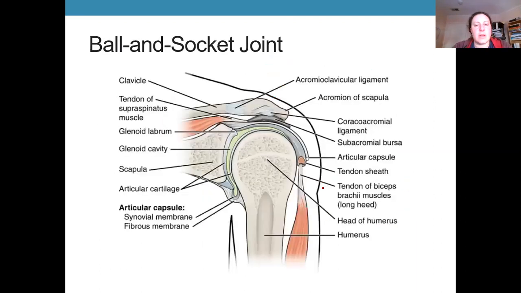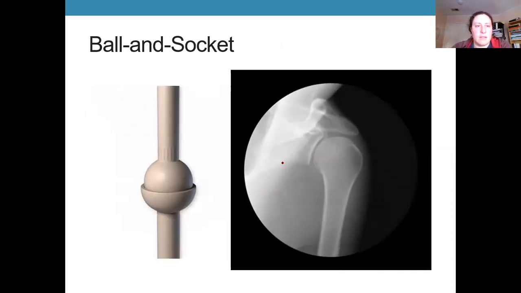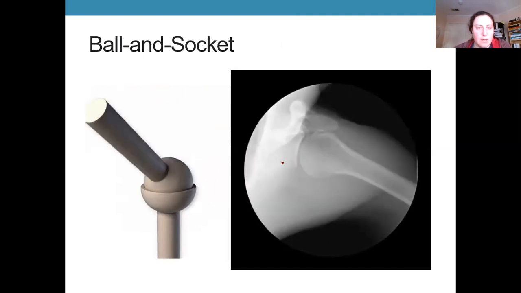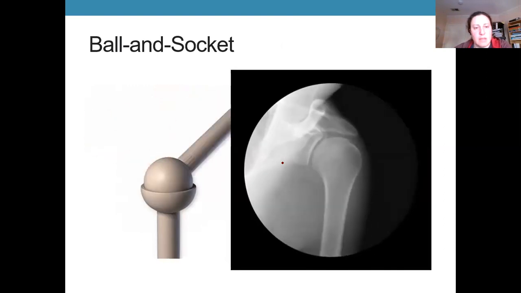So this is a diagram of the shoulder where you can really see how the head of the shoulder fits. And the socket is actually quite shallow. It's called the glenoid cavity here at the scapula. But that's nice for range of mobility because we have a lot of movement that we can do at our shoulder. Here's a GIF of that. Nice rotation there. And all the way around.